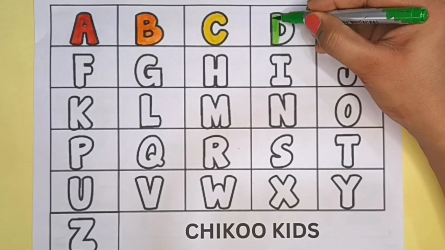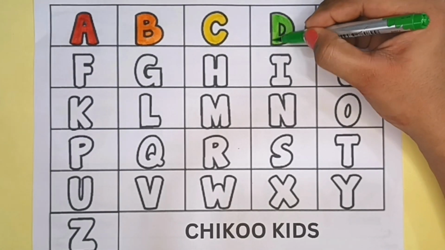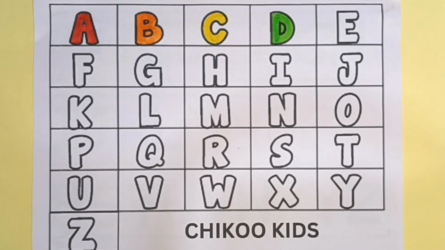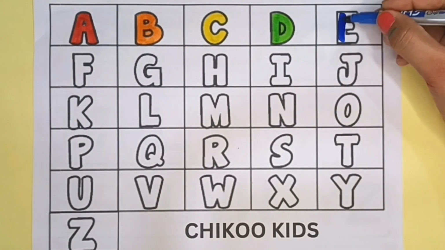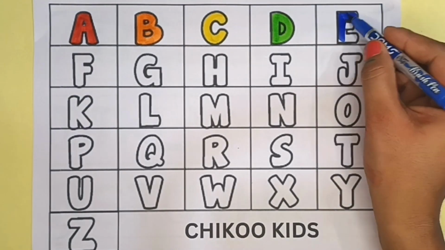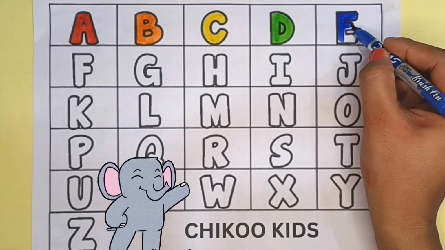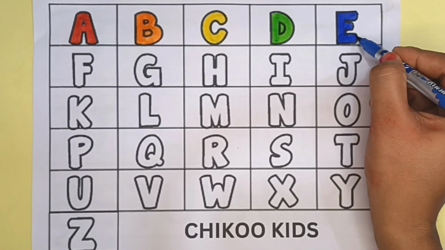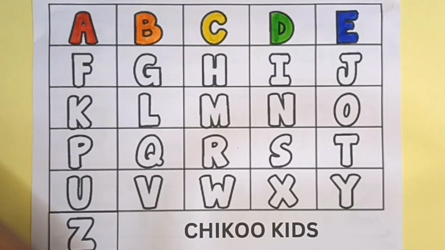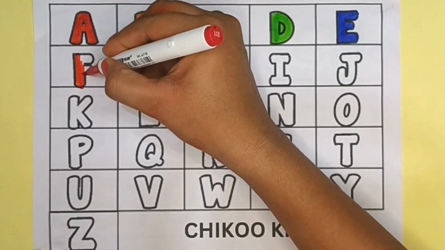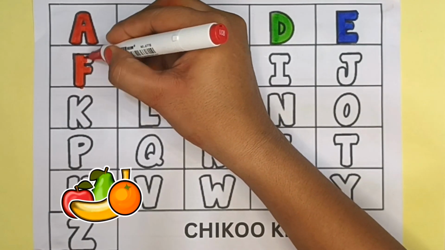D for donuts, green color. E for elephant, blue color. F for fruits, red color.